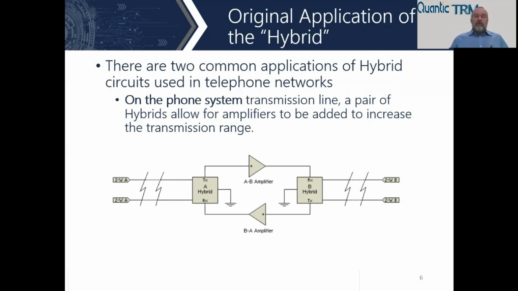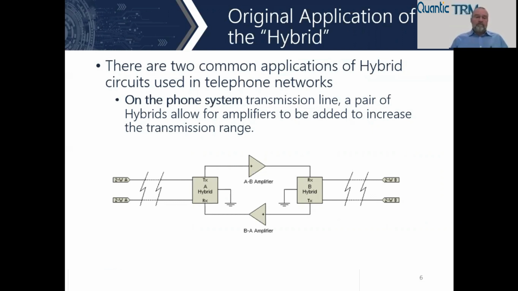Well, how do you do that in both directions? Well, you take another version of that same circuit, and you can then again split out the signal and put amplifiers in, one amplifying in one direction, the other amplifying in the other direction, to be able to increase the range of the telephone. Again, this hybrid network is very, very similar to the 0-180 hybrid that we build today for microwave devices.